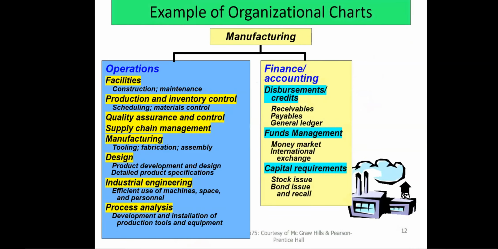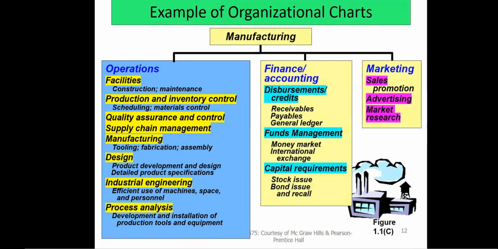In manufacturing, we can see that we have FOM. We have operations, which is involved with facilities, inventory, quality, design, and process. For finance or accounting, they have the fund manager, capital requirements, and also the disbursement of credit, meaning they have to make the payment or collect the payment. And marketing does the sales, promotion, advertising, and market research.